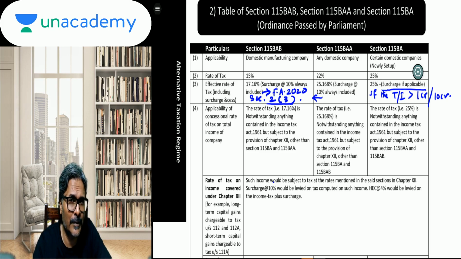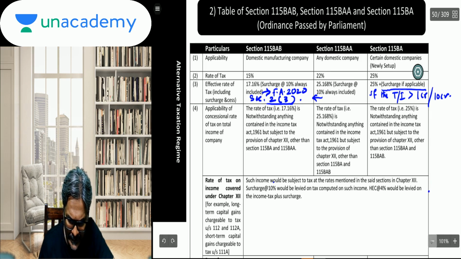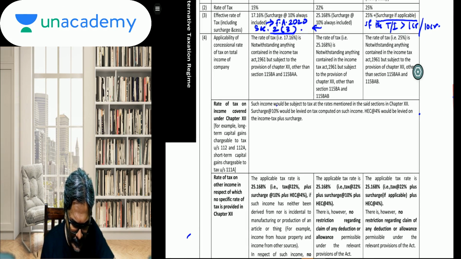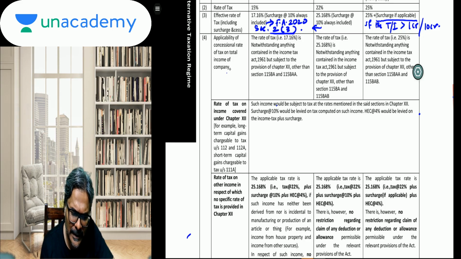This is a very subtle point, students, and all these things are arising from what? From the Finance Act 2020, and that is the beauty of this particular part. So if we can just have a look quickly, I'll just give you this particular point herein. First of all, here what we have written: applicability of the concessional rate of tax on the total income of the company, can that be made applicable? To that the answer is yes, it could be made applicable.